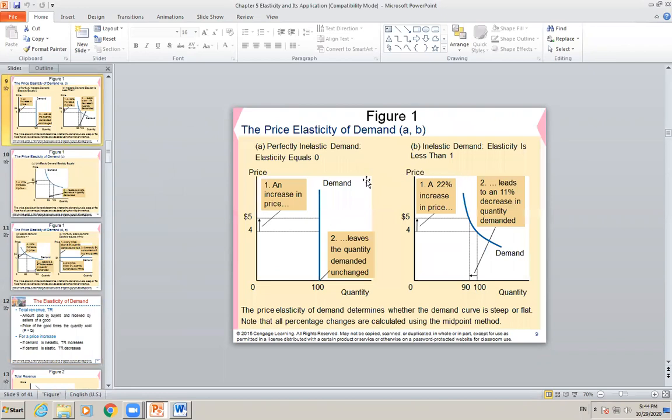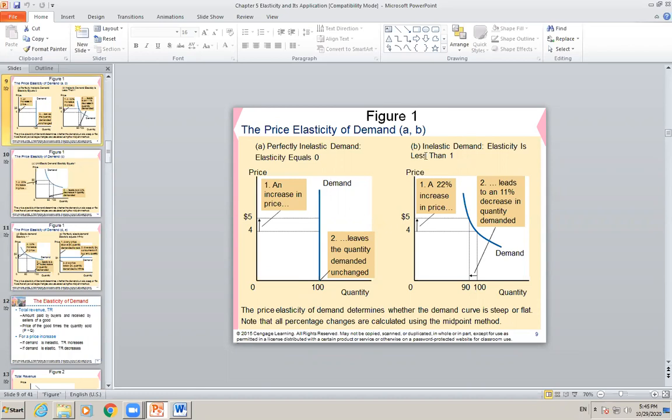So perfectly inelastic demand, when elasticity equals 0, is this one. No matter what price you put, the quantity will be fixed. They will buy only that amount of product. If you increase the price, they will buy the same amount of product. So in here, we're talking about a really necessary product, I mean, a highly necessary product.